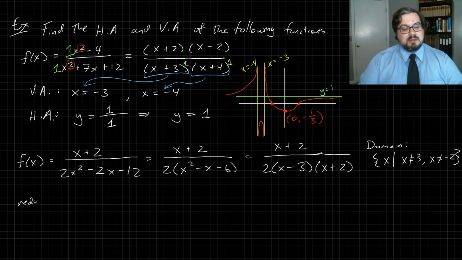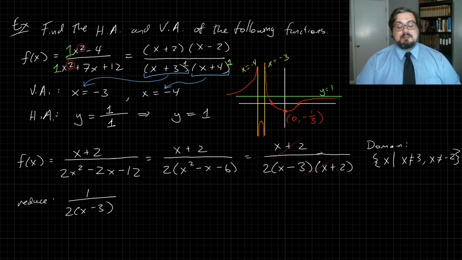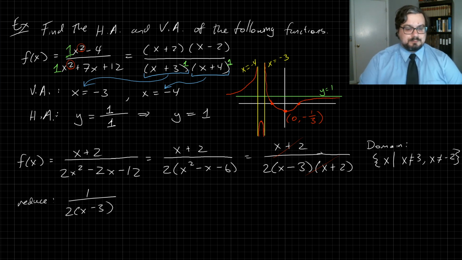But now, when we reduce, we get to the rational function 1 over 2 times x minus 3, because that factor of x plus 2 in the numerator and denominator basically canceled. So now this x minus 3 is going to give us our vertical asymptote. So the vertical asymptote of this function is x equals 3.